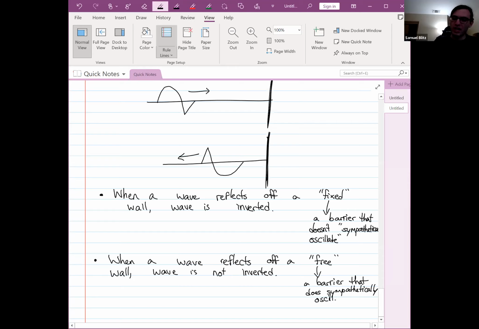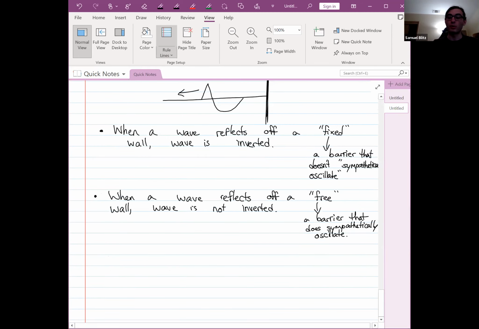So think like there's a ring around a pole, and we're ignoring gravity here, of course. A ring around a pole, when the string is tied to the ring and the string comes in like this, it's going to yoink the ring upwards. So the end that it's tied to can also move up and down. And so we have two separate cases: when the boundary, the edge, the barrier, can't move, you get an inverted reflection. When it can move, you get a non-inverted reflection.